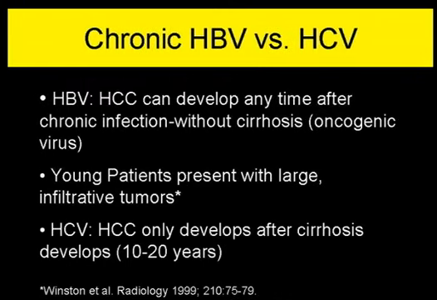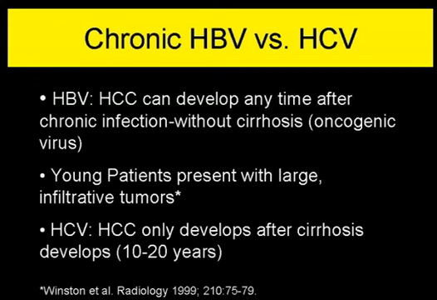There's a difference between HBV and HCV in terms of risk of HCC. So the hepatitis B virus is oncogenic by itself. So you can see HCC in patients even without cirrhotic changes. So usually these patients are younger and they have usually larger infiltrative tumors, as shown in this study by Memorial Sloan Kettering.